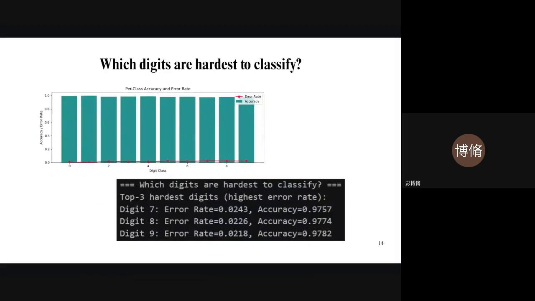On this slide, I analyze the model's performance for each digit class on the test set. The bar chart shows the per class accuracy, and the red line shows the error rate for each digit from 0 to 9.